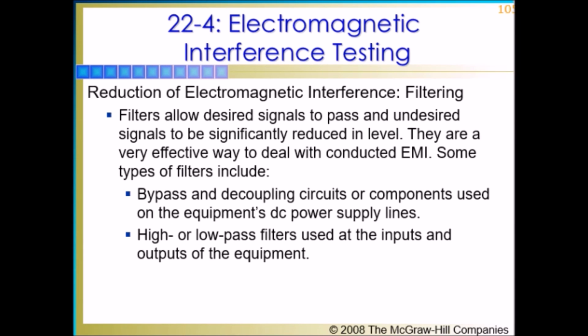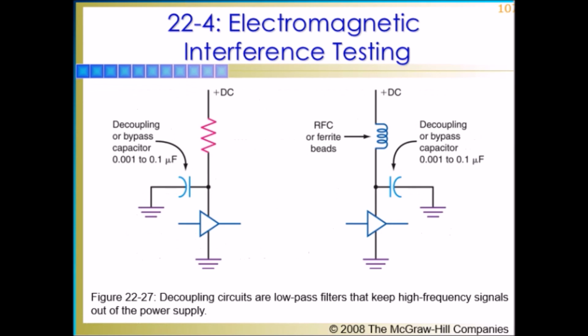Filtering. The third method of EMI reduction is filtering. Filters allow desired signals to pass and undesired signals to be significantly reduced in level. Filters are not much help in curing radiation or signal coupling problems, but they are a very effective way to deal with conducted EMI, which is passed from one circuit or piece of equipment to another by actual physical conduction over a cable or other connection.